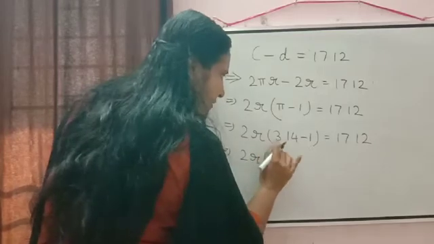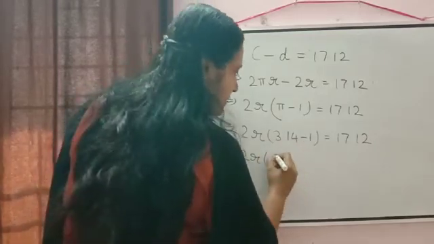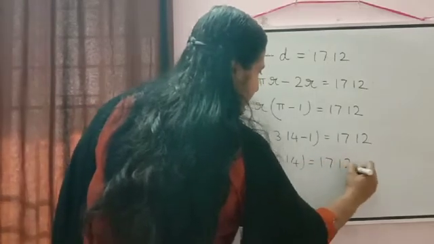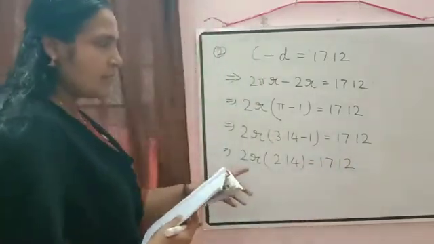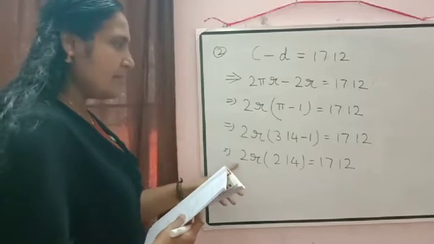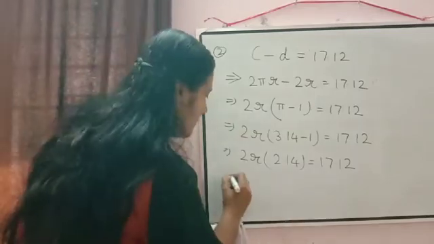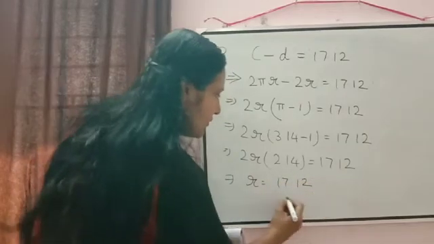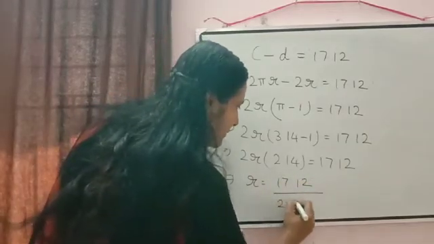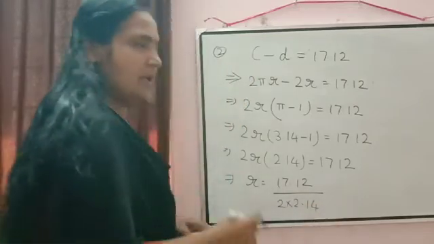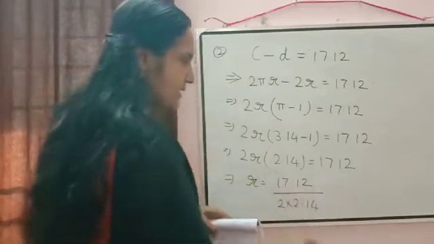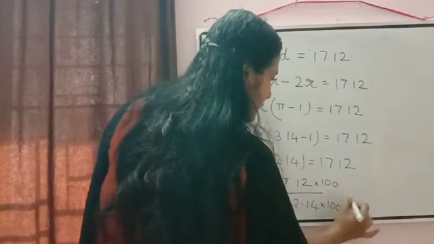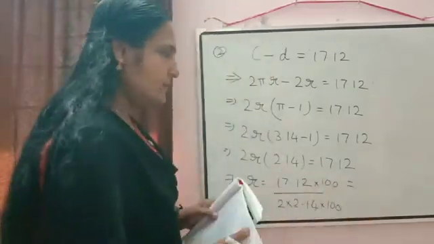2r into 3.14 minus 1, so that will be equal to 2.14r, which is equal to 17.12. Now we have to calculate the radius. Except the radius, the rest of the things we will shift to the right hand side. So the radius is equal to 17.12 by 2 into 2.14. If you don't want this decimal sign, what can we do? We can multiply both numerator and denominator by 100 to remove the decimal.